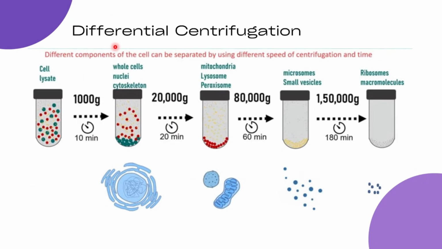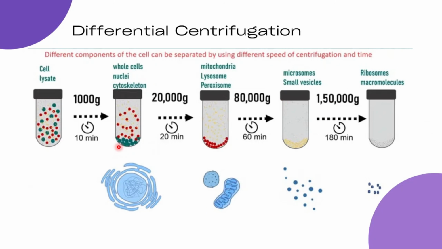So this is how differential centrifugation is used in fractionation of cells. So you have the cell lysate, which is what you get after homogenizing a cell. When you centrifuge at 1000 G for 10 minutes, the whole cells, the nuclei, and the cytoskeleton are the first to be separated. And thereafter, the supernatant is taken and spun at 20,000 G for 20 minutes for the mitochondria, lysosome, and peroxisome to be separated, and the process goes on like that.